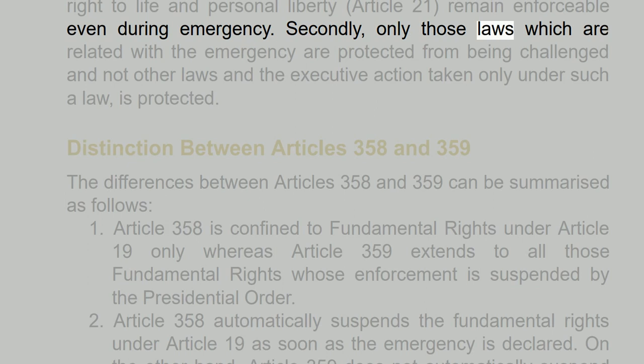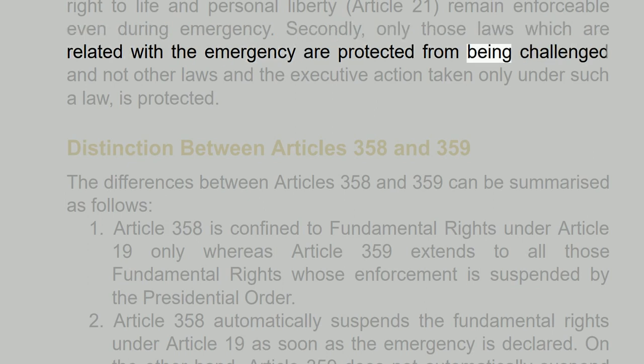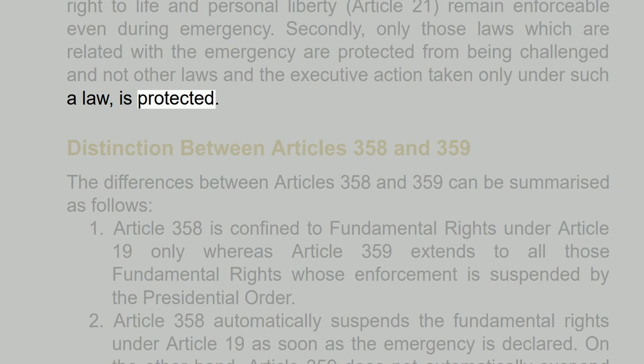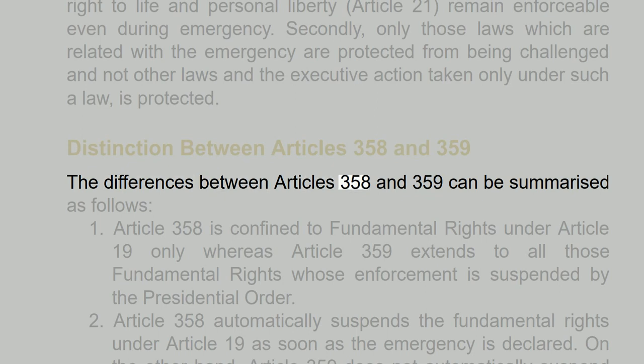Secondly, only those laws which are related with the emergency are protected from being challenged and not other laws, and the executive action taken only under such a law is protected. Distinction between Articles 358 and 359. The differences between Articles 358 and 359 can be summarized as follows.